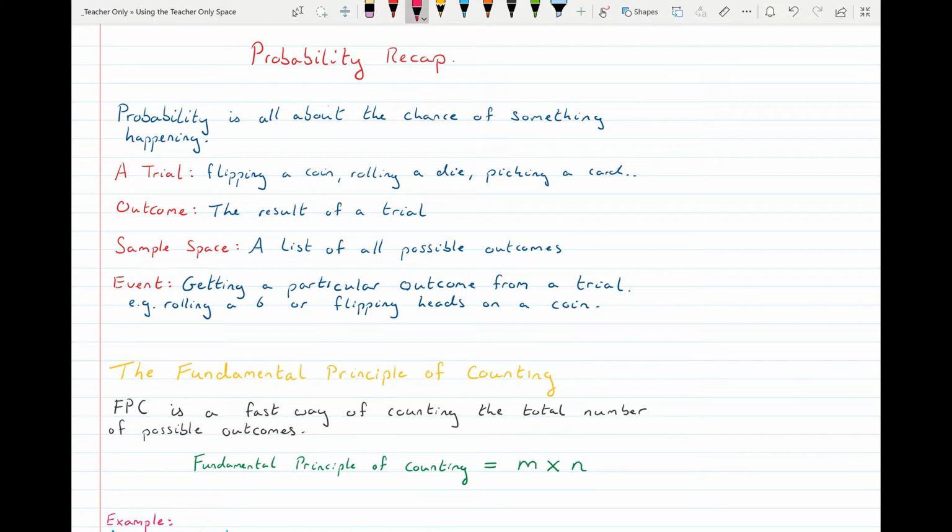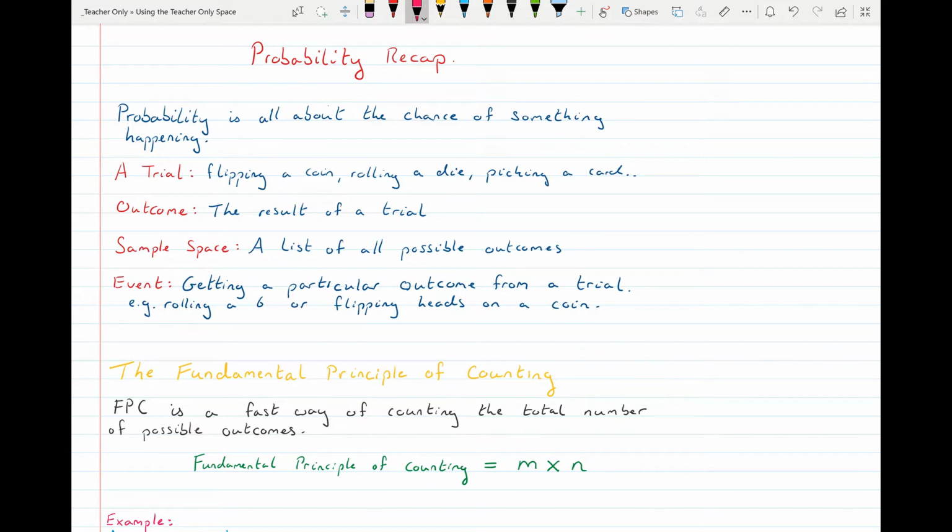A sample space is a list of all the possible outcomes. So on a dice, the sample space will be 1, 2, 3, 4, 5, 6. On a coin, the sample space will be heads or tails. And then the event is the outcome that we're looking for. So if we need to roll a 6, the event is a 6. And then everything else is not a 6.